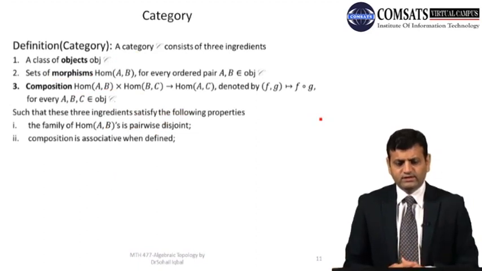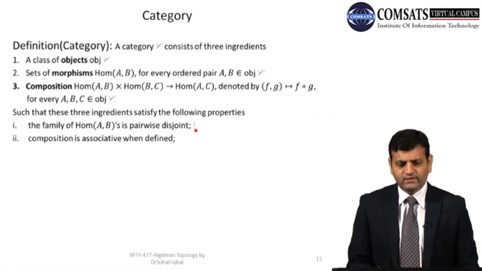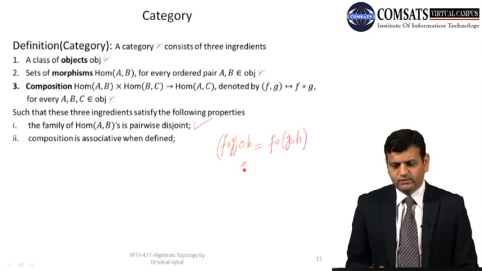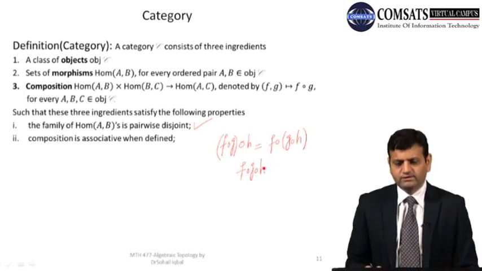There are some conditions that these three components should satisfy. The first thing is that the family is well defined, and the sets Hom(A,B) are pairwise disjoint. Secondly, composition is associative when defined. In other words, the composition should satisfy the following condition: we should be able to write down composition without brackets. I can compose these three functions in any way and the answer will be the same.